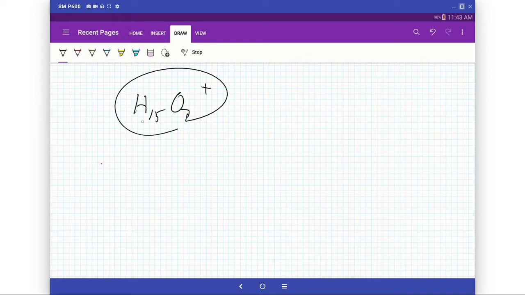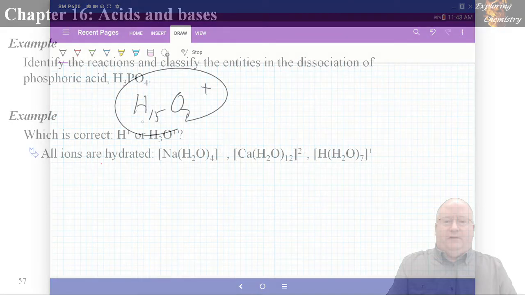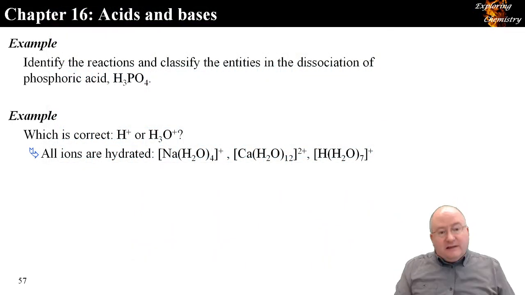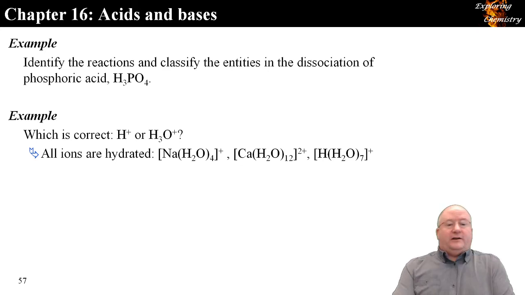But that's only valid at 298 Kelvin. This is a temperature dependent phenomenon. And so we're not going to write H15O7 plus, just like we don't write NaH2O4. But for some reason, it got into the heads of some people that you can't have H plus in solution, you need to have H3O plus. Well, you actually don't even have H3O plus.